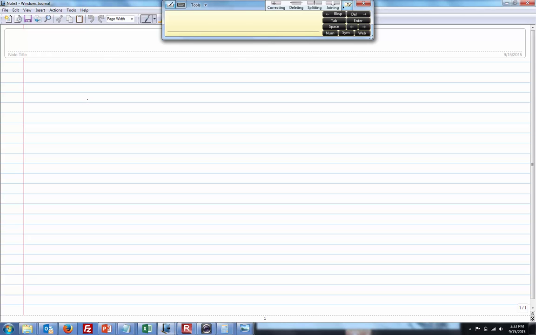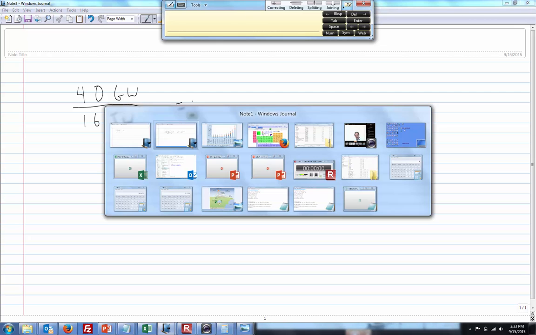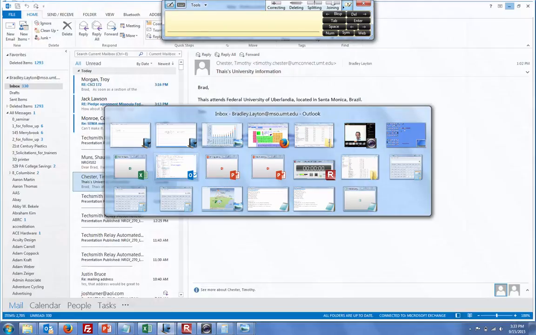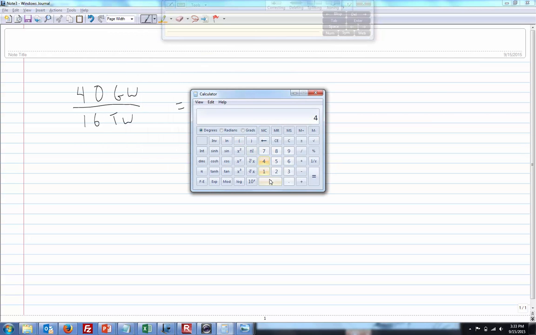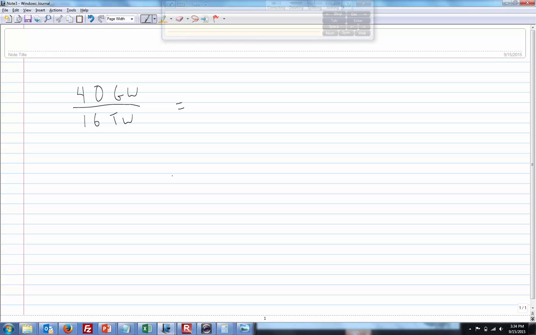So then we'll do it as a fraction. What did I say? 40 gigawatts divided by 16 terawatts, right? So let's run that on the calculator. So 40 divided by 16. So 2.5, yeah, 2.5, and then we've got to run the scientific bit.